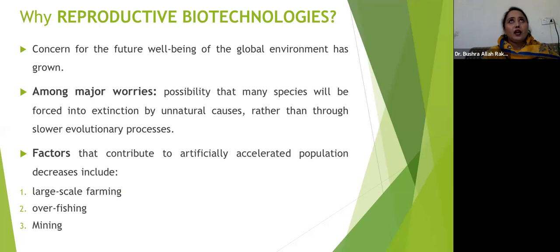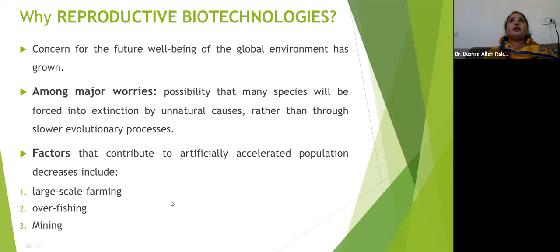because to accomplish the dietary needs of this increasing world population, we of course need large-scale farming. And one of the reports says that up till 2050, there will be no fish in our waters. So overfishing is also one of the major sources of declining fish populations.